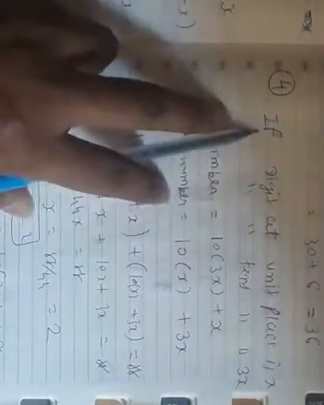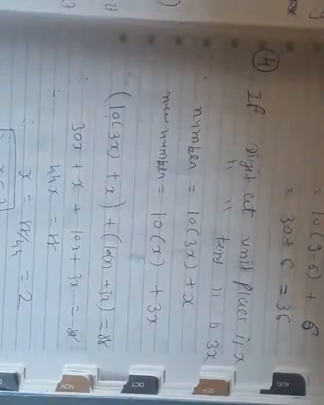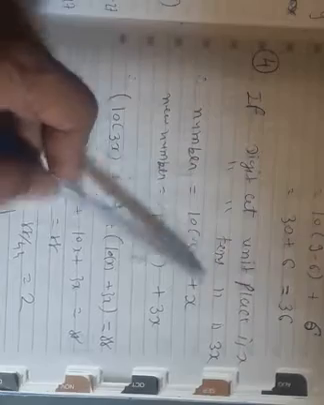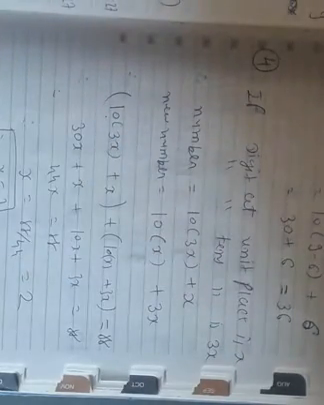One of the two digits of the two-digit number is 3 times the other digit. So we suppose that the digit at the unit place is x. As per the question, if the tens place digit is 3 times the unit digit, then if the unit digit is x, the tens digit becomes 3x.